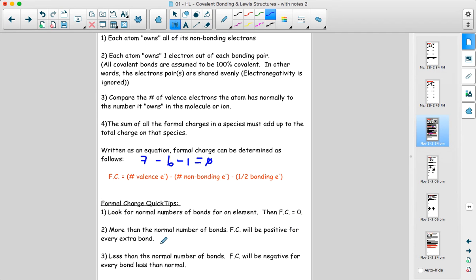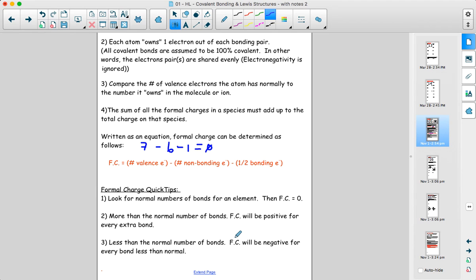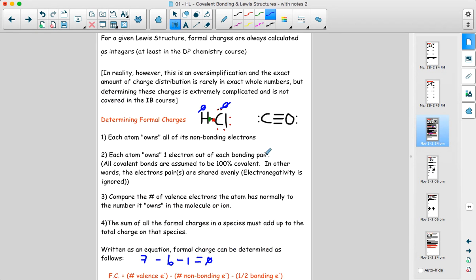If you see an element making more than its normal number of bonds, that's going to end up giving it a positive formal charge, essentially for every extra bond that it has. And if something has less than its normal number of bonds, that's going to give it a negative charge for every bond that it's missing. So those are some other quick ways you can try to assess it. Let's do this other example to see an example where there actually are formal charges.